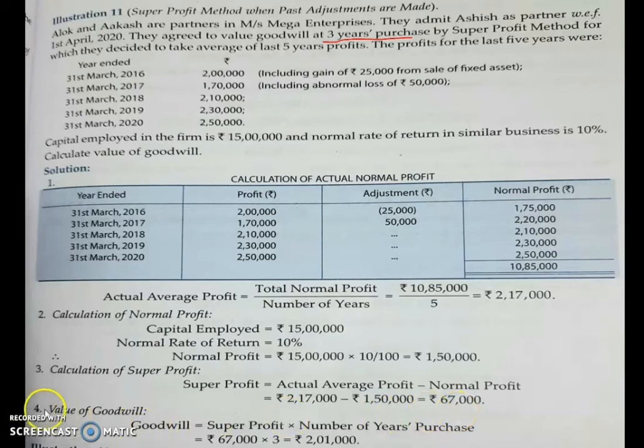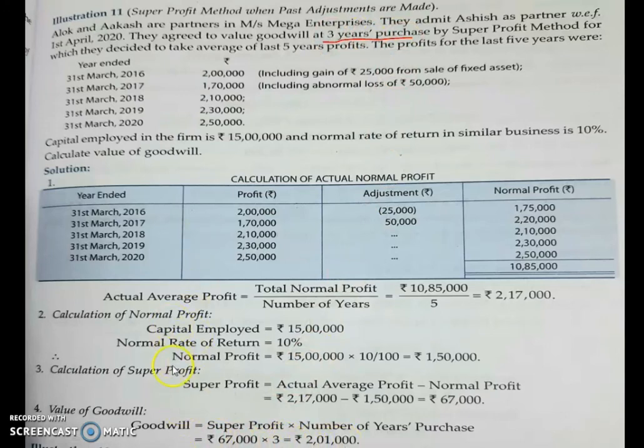Now fourth step is value of goodwill. What is the formula? Goodwill is equal to super profit into number of years purchase. So super profit you got from step 3, that is 67,000. Step 3 into number of years purchase, we have already read the question and underlined that as 3 years purchase. So 67,000 into 3, you will get 2,01,000.